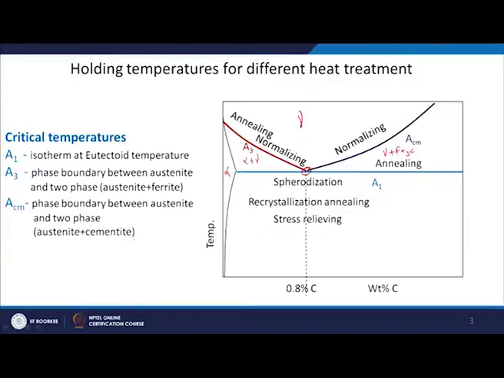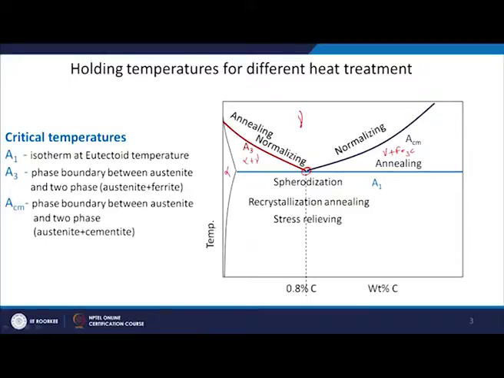On this we have also plotted the temperatures at which you are going to do a particular operation, for example where you are going to do annealing, where you are going to do normalizing. If I want to do normalizing, I will have to go to a temperature above A3, similarly for annealing. For hypereutectoid steel, normalizing will be above ACM, but annealing will be above the A1 temperature. Then spheroidization, recrystallization annealing and stress relieving: all those temperatures are marked here.